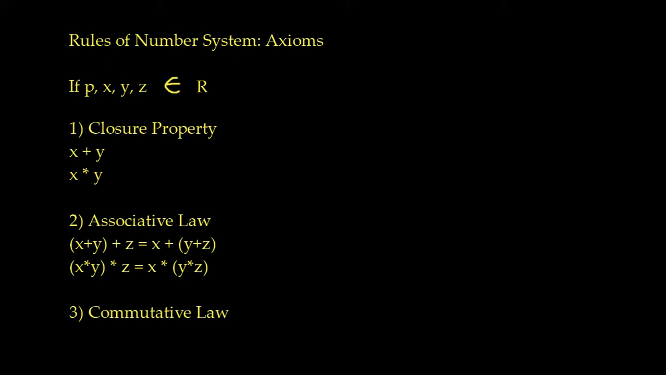So let's start off with the statement. We have to make an assumption first. Well, not an assumption, but there needs to be a rule. P, X, Y, and Z must be all real numbers for all of these to work. So now that we have that, first thing is the closure property. X plus Y and X times Y will both give me a real number. Now this is basically saying that if you add or multiply any two real numbers, you will get a real number.